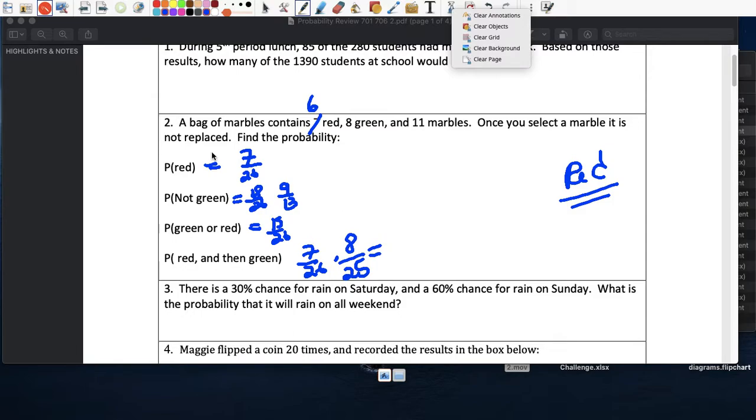7 out of 26 times 8 out of 25. I should just simplify it manually. And we're going to press simplify, enter. The probability of that happening is 28 over 325. So less than 10%.